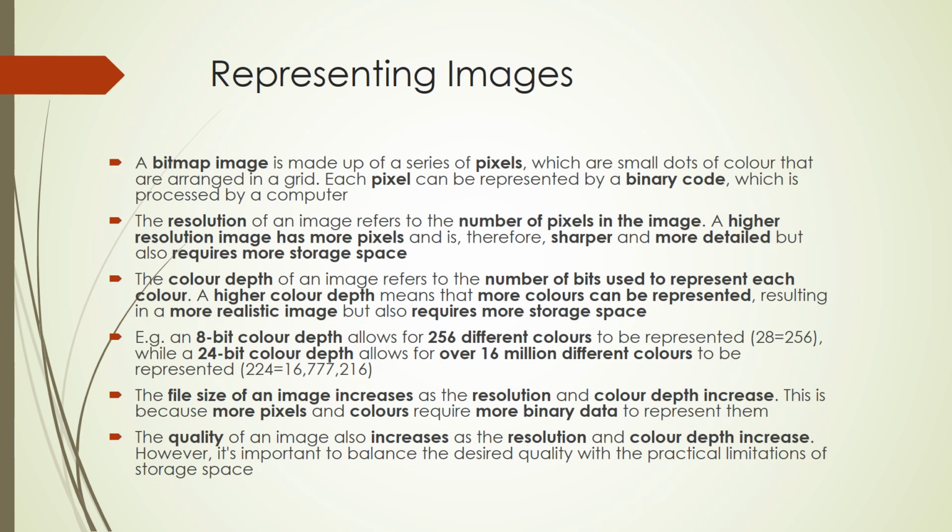The color depth of an image refers to the number of bits used to represent each color. A higher color depth means that more colors can be represented, resulting in a more realistic image, but it also requires more storage space. For example, an 8-bit color depth allows for 256 different colors to be represented, while a 24-bit color depth allows for over 16 million different colors.